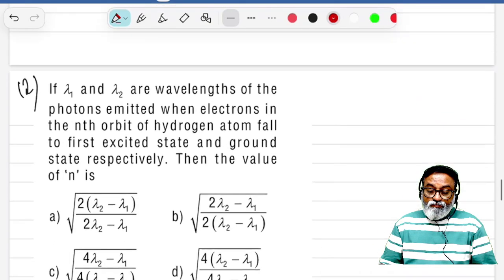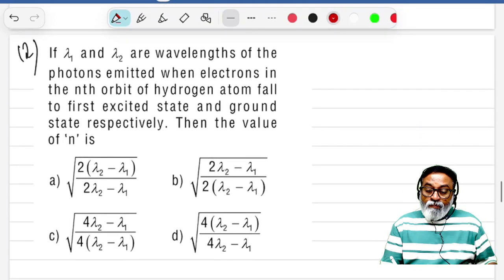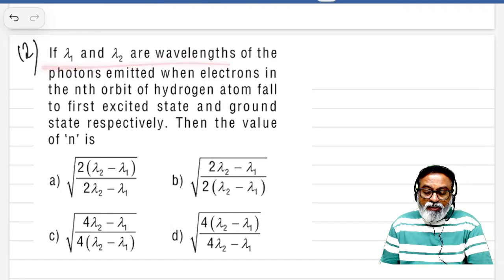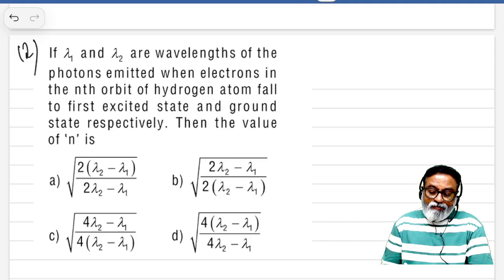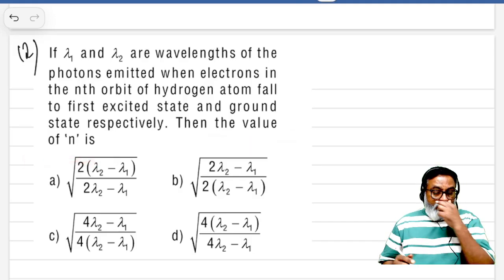Next one. If lambda 1, lambda 2 are wavelengths of photons emitted when electrons in nth orbit of hydrogen atom fall to first excited state and ground state respectively, then the value of n is.